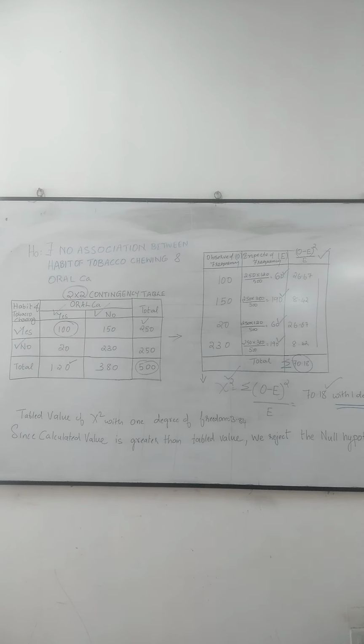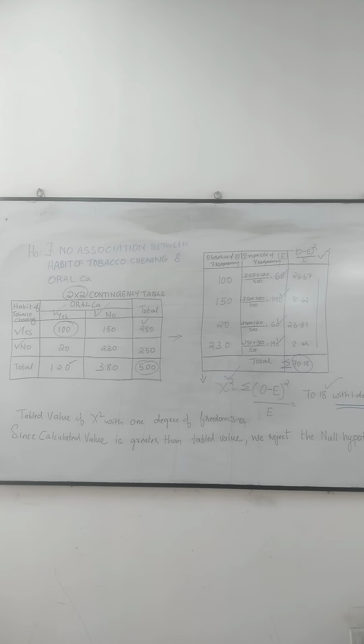So degrees of freedom is calculated using row minus 1 into column minus 1. With 2 rows and 2 columns, it is 2 minus 1 into 2 minus 1. That is why the degrees of freedom is 1 here. Now the value of chi-square which we are calculating is what we call the calculated value of chi-square with 1 degree of freedom. That value is 70.18.